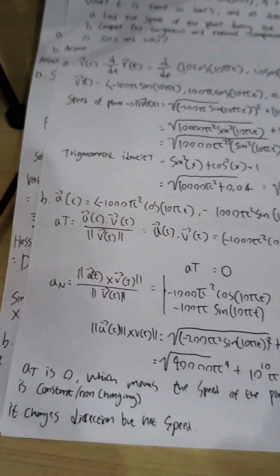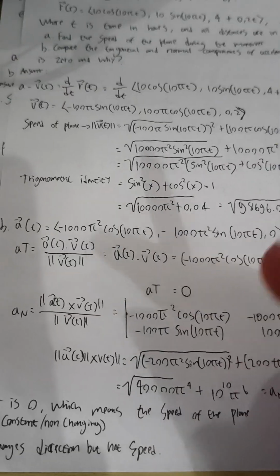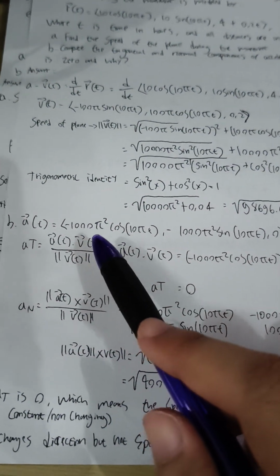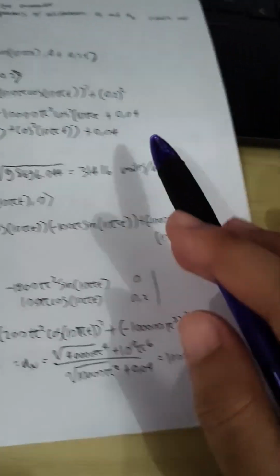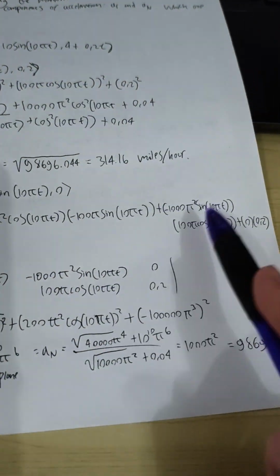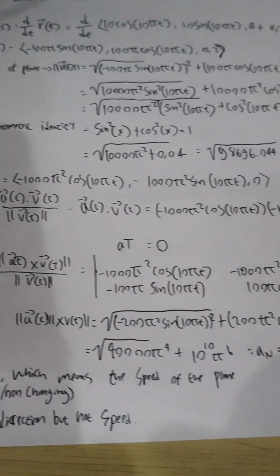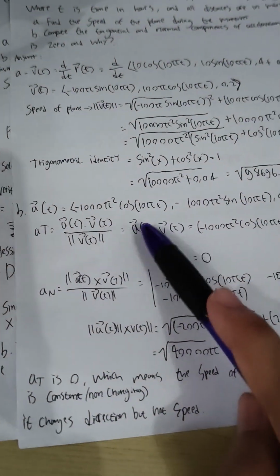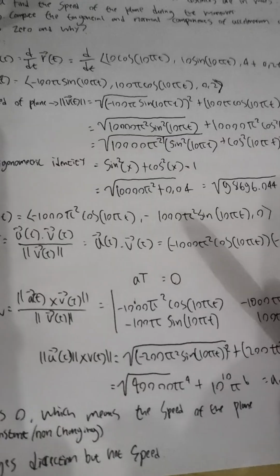So a_T is to figure out whether or not the plane changes speed during its flight. I did this on a separate paper because I'm not going to do two papers on one question, and I got the result. It's 0, because the numerator is 0, and 0 divided by whatever it is, it's obviously going to be 0.